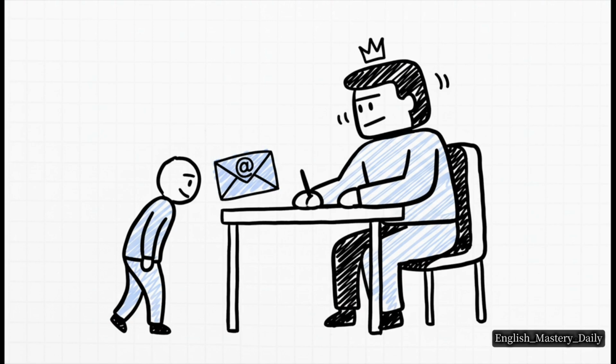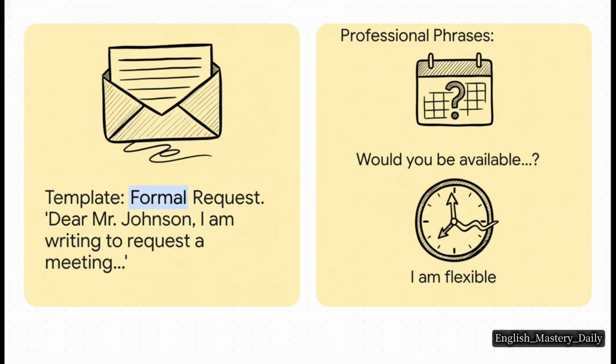So picture this. You need to ask a senior colleague or maybe even your boss for a meeting. You know they're swamped, so you want to sound really respectful of their time and definitely not like you're making a demand. Exactly. So instead of something blunt like, "I need to meet with you," the secret is to soften the language. Asking, "Would you be available?" totally changes the tone. It turns a command into a polite question, and then adding a simple little phrase like, "I am flexible," shows that you really do respect their schedule. It's a small change that makes a huge difference.